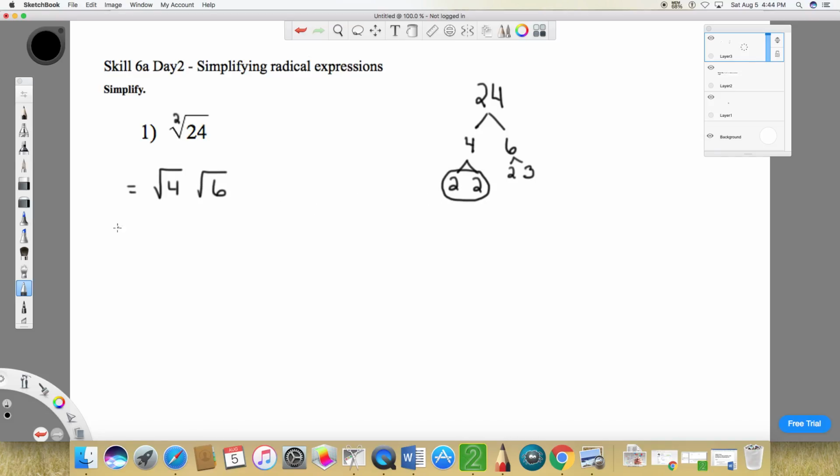And over here in our scratch work, we just showed that the square root of 4 is 2. So here's our final answer, that the square root of 24 is equivalent to 2 times the square root of 6. Let's take a look at number 2.